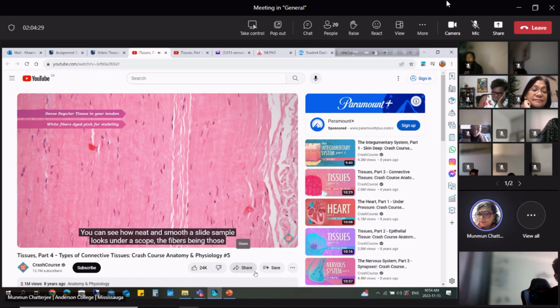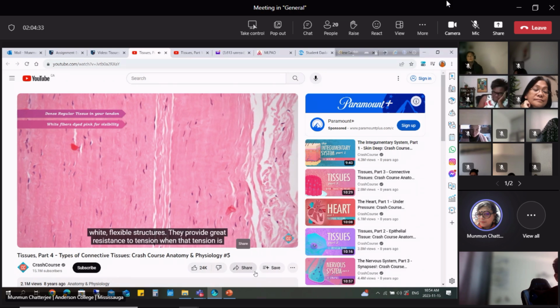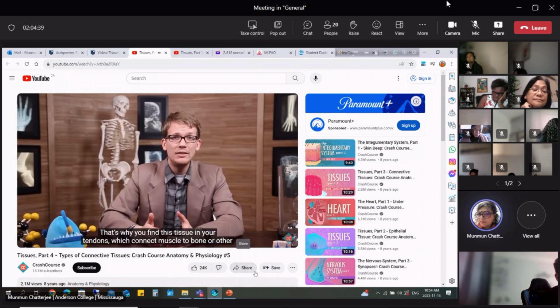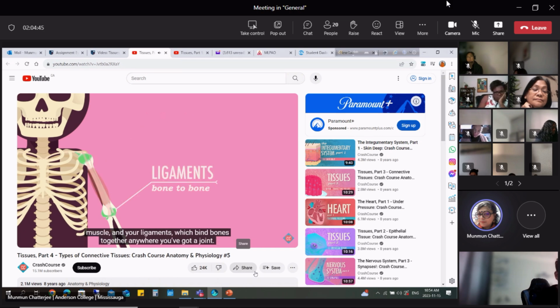You can see how neat and smooth a slide sample looks under a scope, the fibers being those white, flexible structures. They provide great resistance to tension when that tension is exerted in one direction. That's why you find this tissue in your tendons, which connect muscle to bone or other muscle, and your ligaments, which bind bones together anywhere you got a joint.